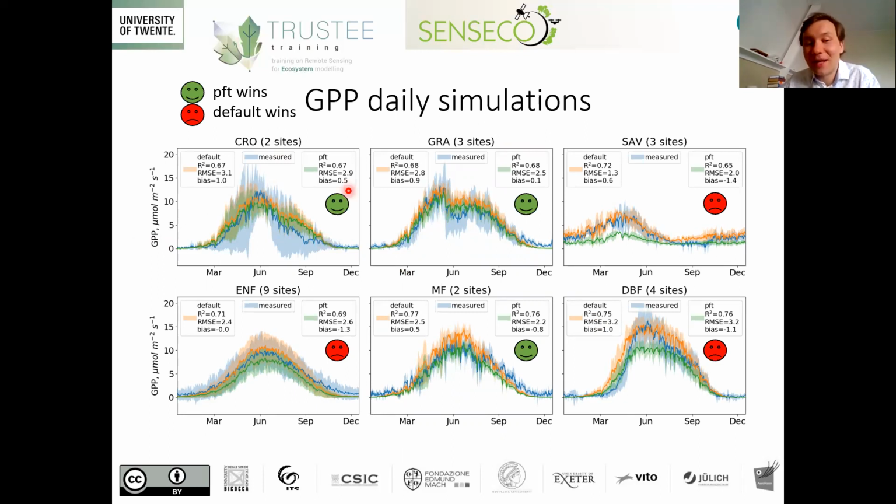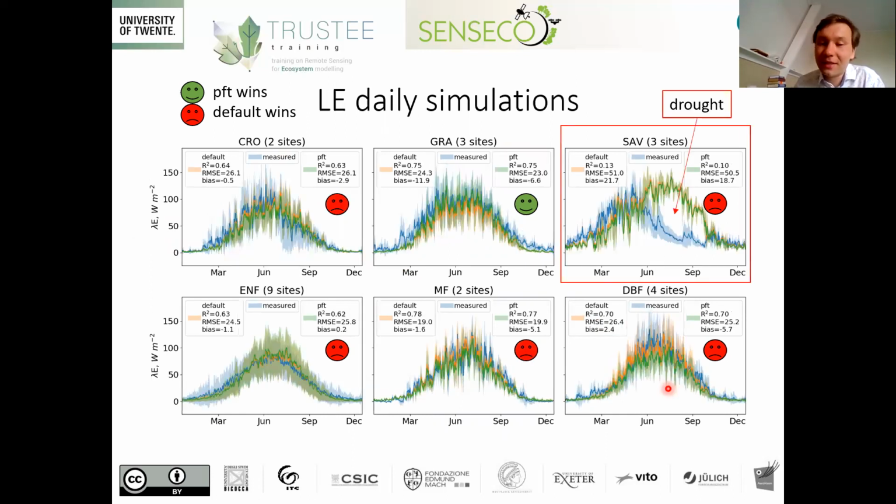Where you see the green smiley face, cropland, grassland, mixed forest, are the cases, the ecosystems, where plant functional type dependent parameterization outperformed the default parameterization. And savannas, evergreen needleleaf forest, deciduous broadleaf forest are those cases when default parameterization outperforms.